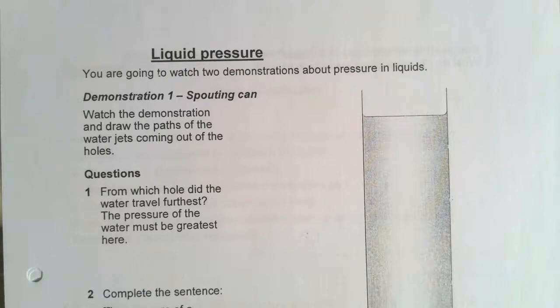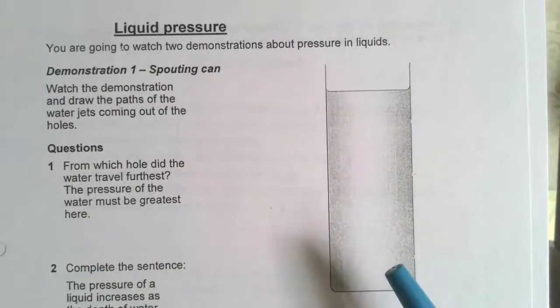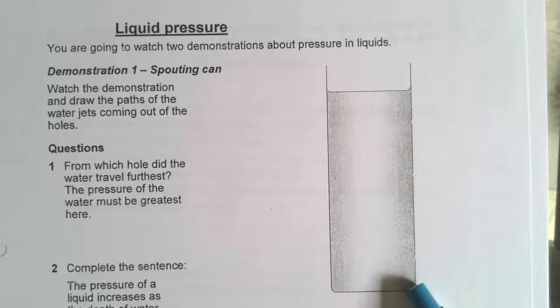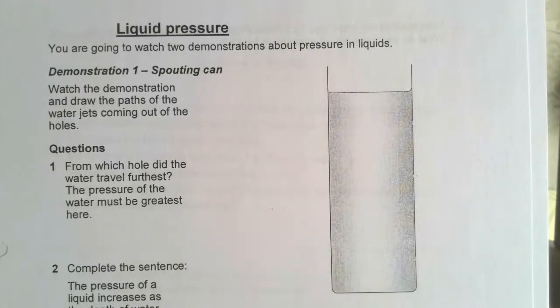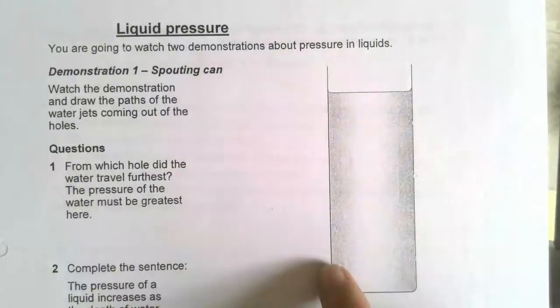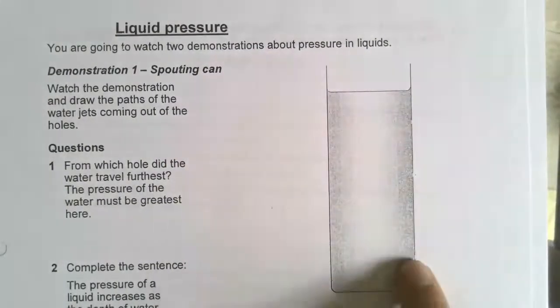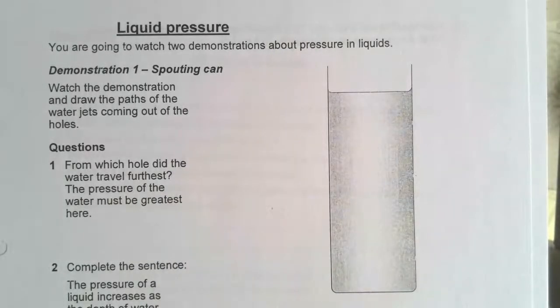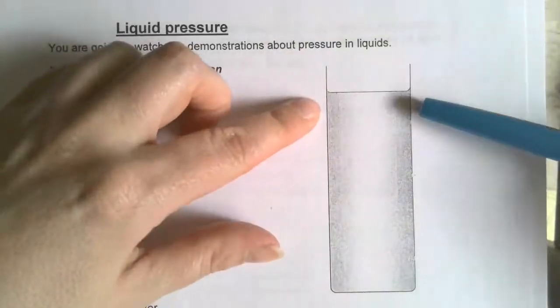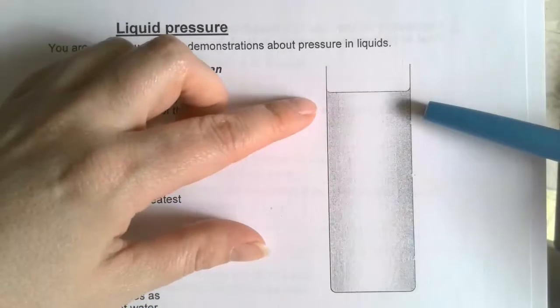Okay, so if we were in school, we would have been having a little look at this demonstration, and I'm sure there's a video on YouTube I can link for you to show you what goes on here. This is a spouting can. It's maybe not 100% obvious from the picture, but it's really just like a big cylinder with water in it, and there are little holes in the cylinder at different points. Now this is to demonstrate what is actually happening with pressure in liquids.